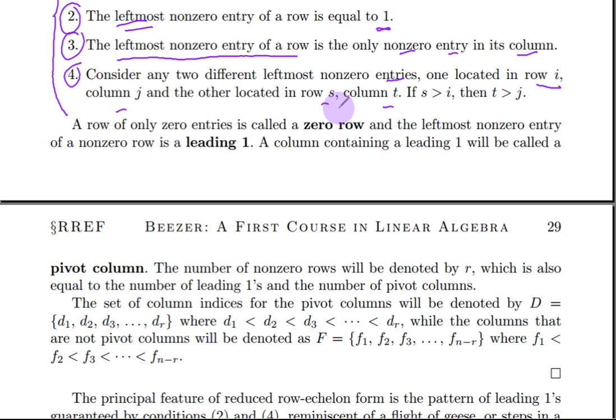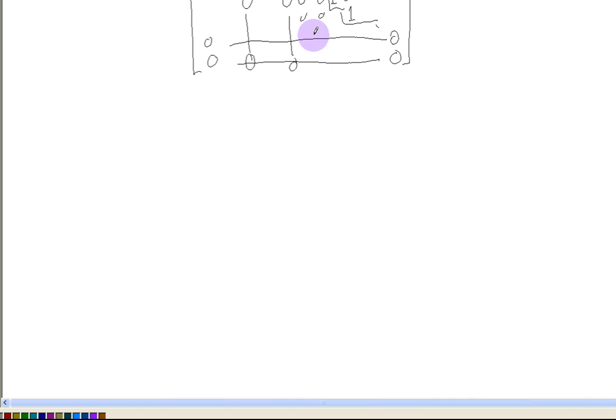Some more notation. If a row has only 0 entries, it's called a zero row. The leftmost non-zero entry is called a leading one. So each one of those non-zero rows has a leading one. And the column that contains the leading one is called a pivot column. Sometimes we call that leading one a pivot entry. So this one, this one, this one, these are all pivot entries.